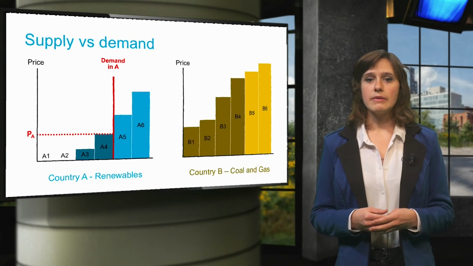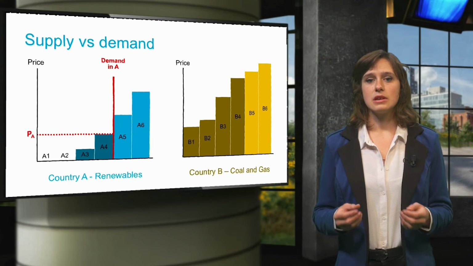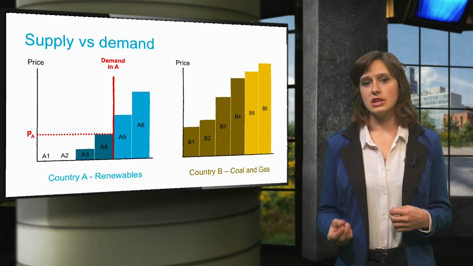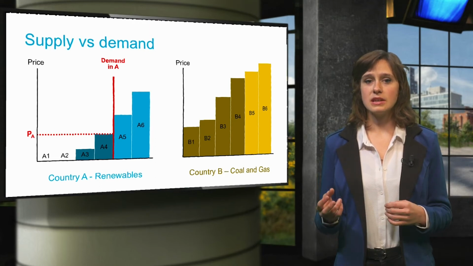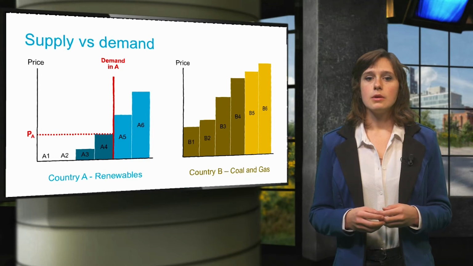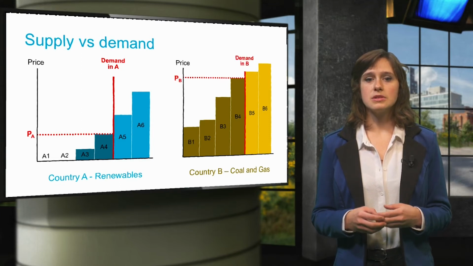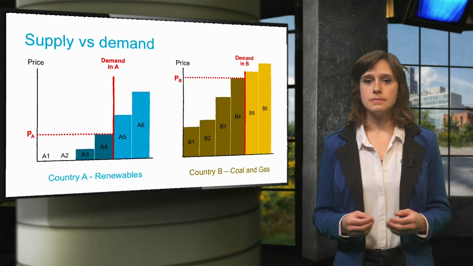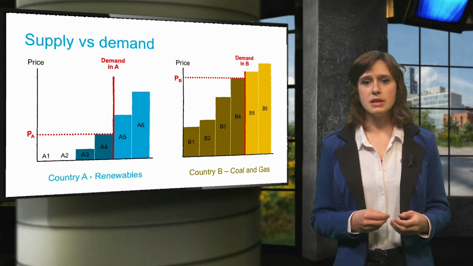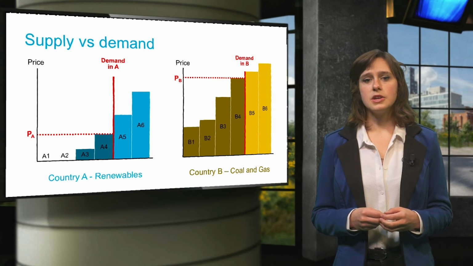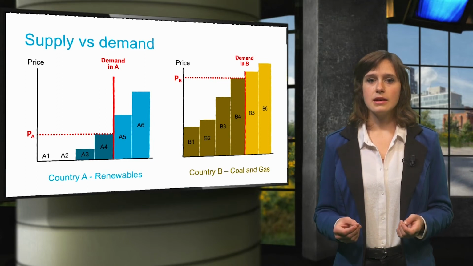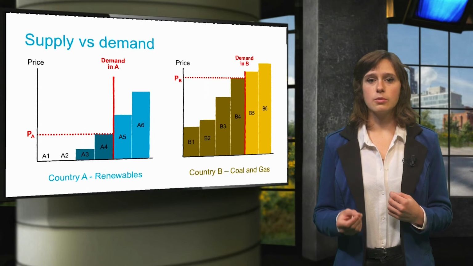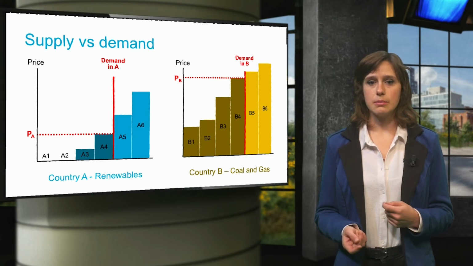Country B, however, has a more classical energy mix, consisting mostly of coal and gas-fired generators. In the supply curve, you can see the costs of B1 to B6 are relatively high. When we add the demand curve, this determines the market clearing price as PB. Notice here that PB is higher than PA. The difference in the energy portfolio between the two countries results in country B having a higher electricity price than country A. So the type of production portfolio within a country impacts the average market price.